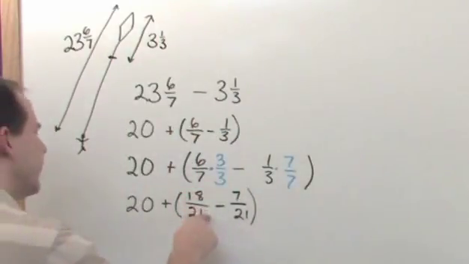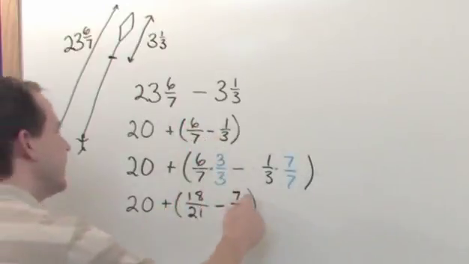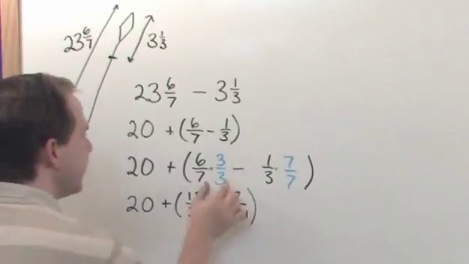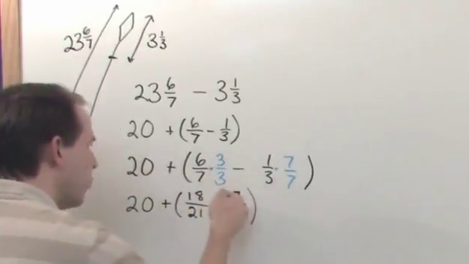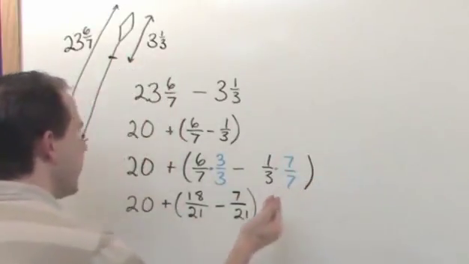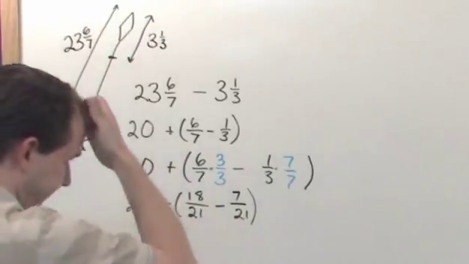So 18 over 21 is the same exact thing as 6/7. And 7 over 21 is the same exact thing as 1/3. And the reason they're the same is because here all I've done is multiply by 3/3, which is just multiplying by 1. And here I've multiplied by 7/7, which is just multiplying by 1. So I did that so that I could get this bottom number the same.